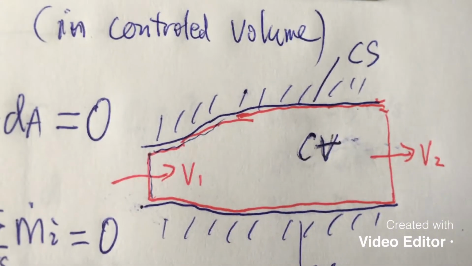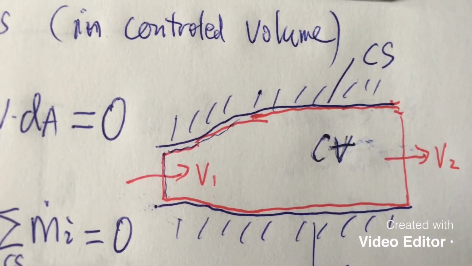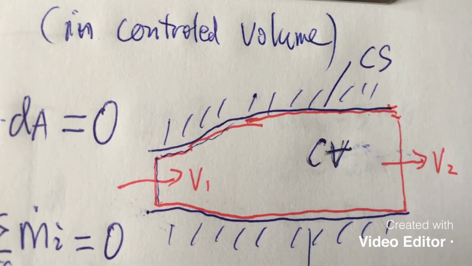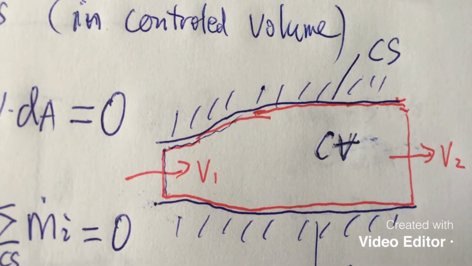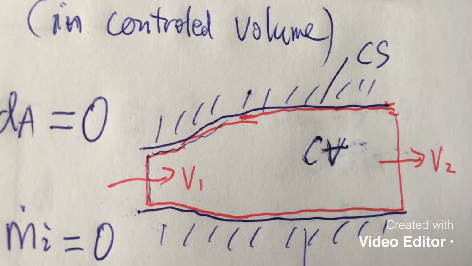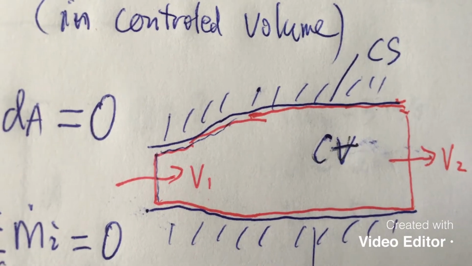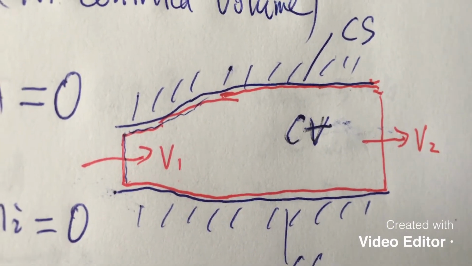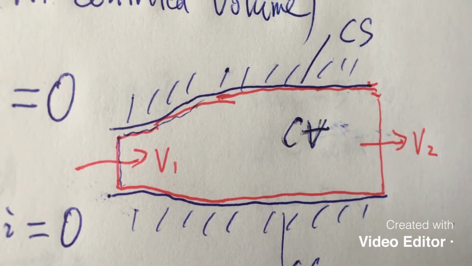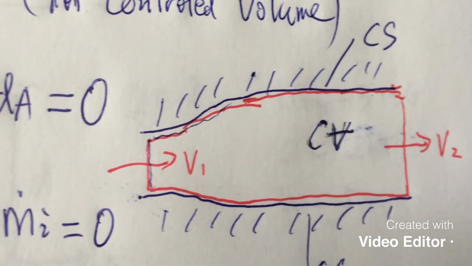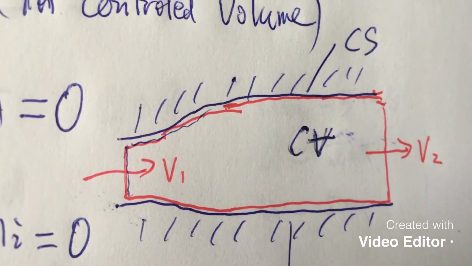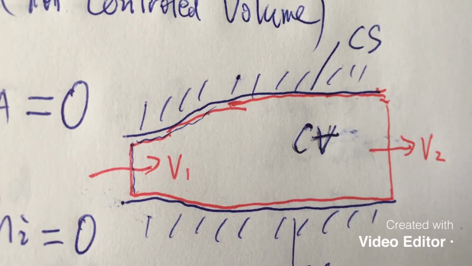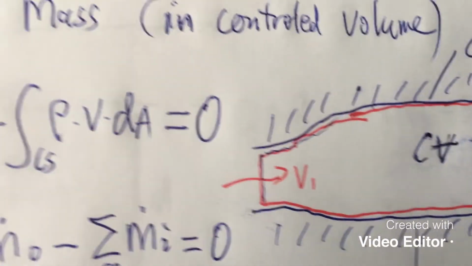What does control surface mean? Look at this diagram again. The whole entire volume in red is the control volume, right? The red line, the surface that encloses the control volume, is called the control surface. So in this problem, the pipe wall is a control surface, and the inlet and outlet cross sections are also control surfaces. All the surfaces that enclose the control volume are called control surfaces.